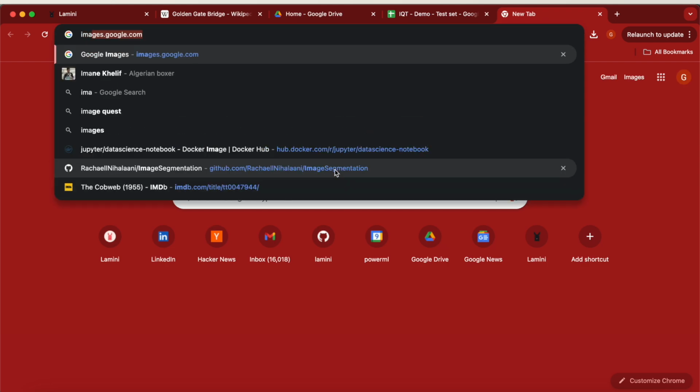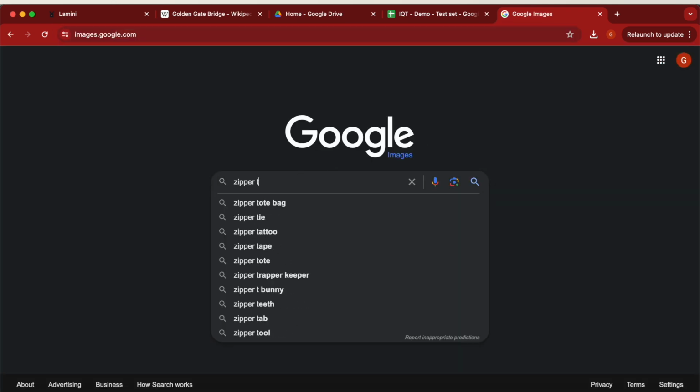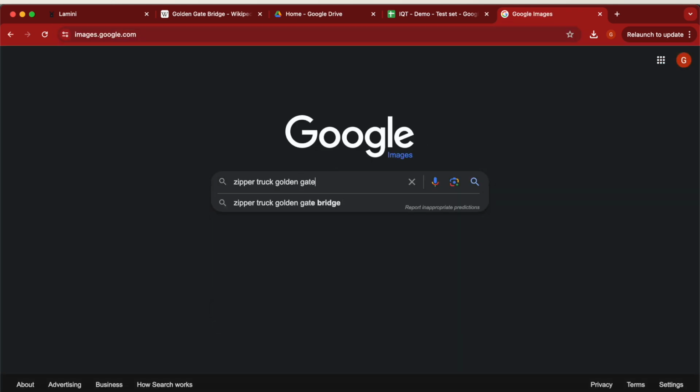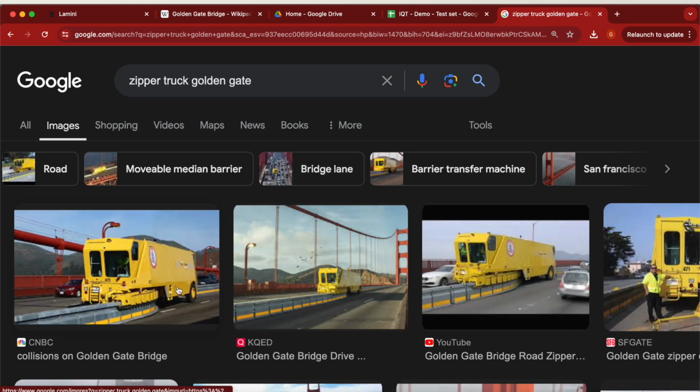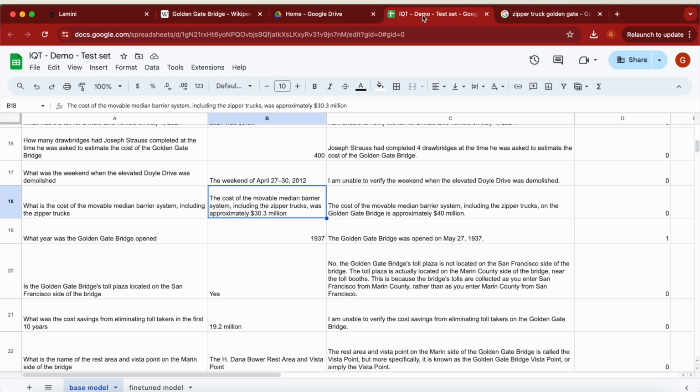Let me actually see if I can find an example. Zipper truck, Golden Gate. This thing, it is a really cool looking truck that just drives over the bridge and moves this barrier. My kids love this thing. I don't know why. It looks like a caterpillar or something.